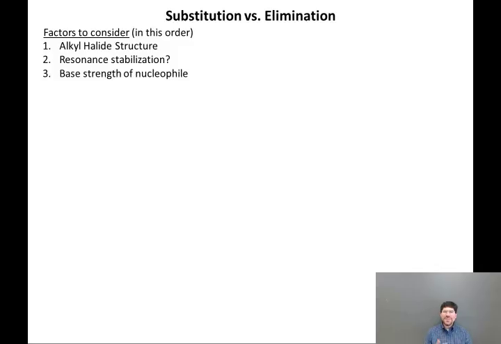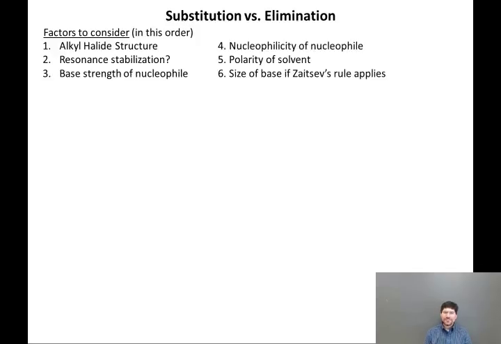Once you figure that out, then you have to consider the base strength of your nucleophile/base. And the reason you need to consider that is you need to know whether it is a strong enough base for E1, as we saw in a previous lesson, or a strong enough base for E2. Then you've got to consider how good of a nucleophile you have if you're proposing a substitution product. In other words, if you are proposing an SN2 product, do you have a good enough nucleophile for SN2? Something we have also considered.